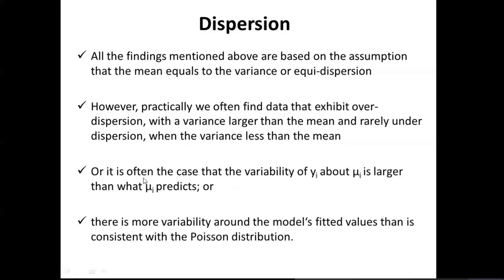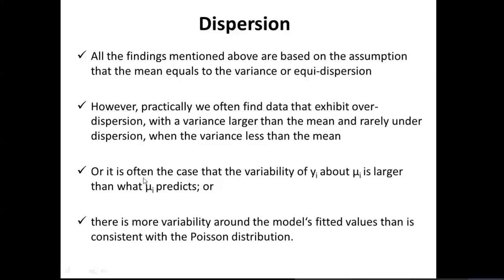Okay. What is the problem? The mean can be equal to the variance; if so, you use Poisson regression. The variance can be larger than the mean, which is called over dispersion. Sometimes the variance is smaller, which is under dispersion. So there are three scenarios: over dispersion when the variance is larger, equidispersion when the variance and the mean are equal, and under dispersion when the variance is smaller.